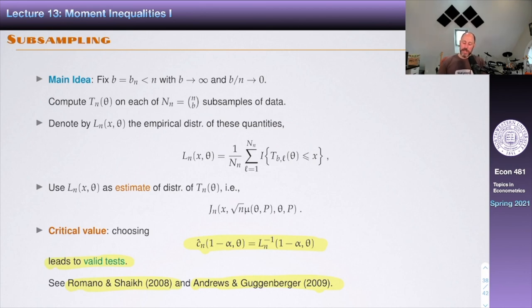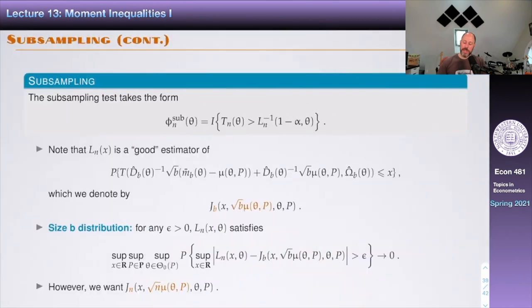Now, the subsampling test is: reject whenever the test statistic is greater than the subsampling critical value. That's it. So know that LN is a good estimator of this distribution, where importantly, remember, we have square root b here and square root b over here. So I'm going to denote this by a_b here and square root b times mu. That's what subsampling does. Subsampling gives us a good estimator of J_b.